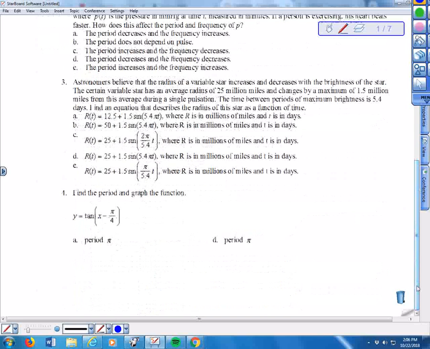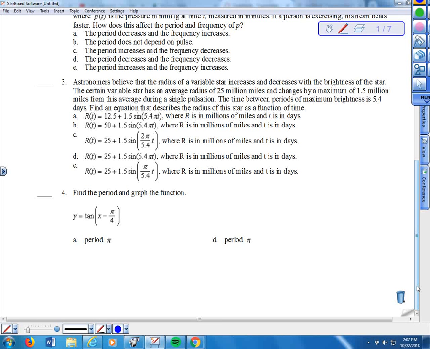Astronomers believe that the radius of a variable star increases and decreases with the brightness of the star. A certain variable star has an average radius of 25 million miles and changes by a maximum of 1.5 million miles from this average during a single pulsation. The time between periods of maximum brightness is 5.4 days. Find an equation that describes the radius of the star as a function of time. Well, I gave you multiple choice, which saved you on this one, because all you really needed to do was look at the period. Period was 2 pi over 5.4, and there's only one, letter C, that matches that.